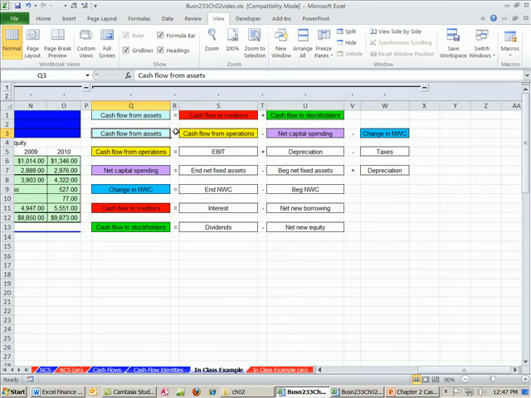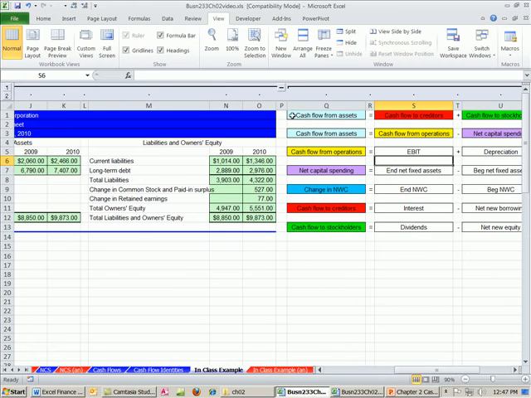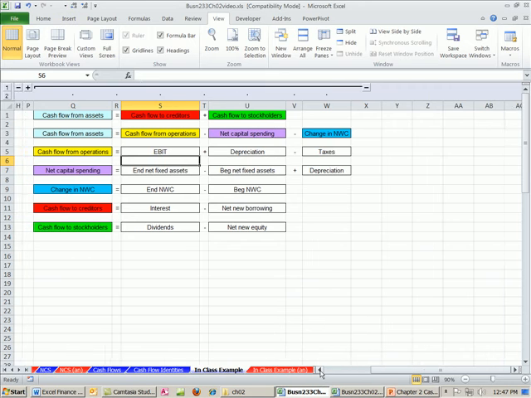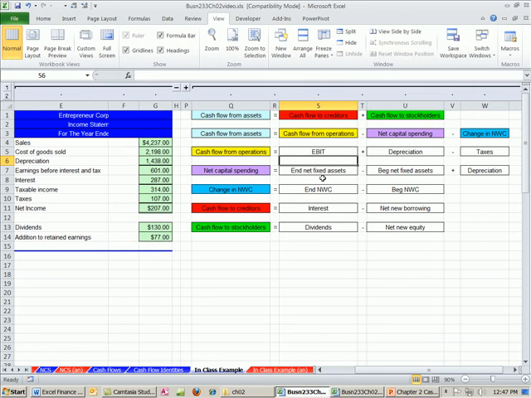Oh, and then this one. But these are all calculated. All the color ones are calculated. So let's just start with cash flow from operations. EBIT, depreciation, and taxes. Now I'm going to come over here and hit the minus here because we don't need the balance sheet for this one. And then I'm going to hit my scroll. So what is EBIT? Equals, well, we got that right there, EBIT.